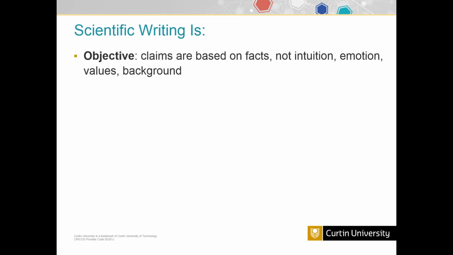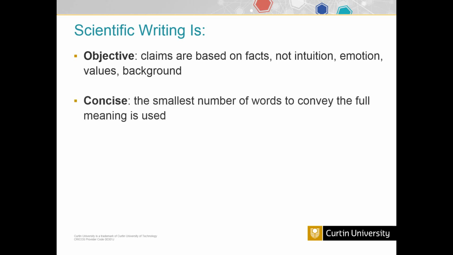Scientific writing is objective. This means that as far as possible it is based only in fact and not influenced by emotion, intuition, or our own personal values or background. Concise writing uses the smallest number of words without losing meaning. It's an important element in scientific writing as it will generally improve accuracy and objectivity, as well as making it quicker to read, of course.